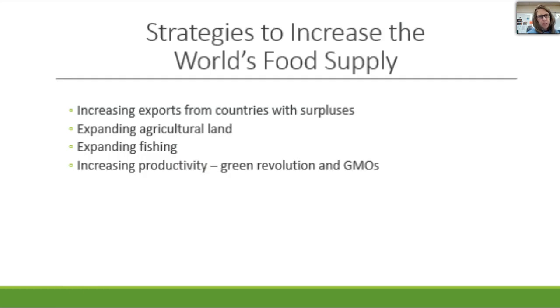All right, so strategies to increase the world's food supply. We've talked about a bunch of these, so I'll just go through them quick. Increase exports from countries with surpluses, a lot of the developed countries rather, expanding agricultural land and farming it more intensively, expanding fishing, which we'll talk about in a minute, and then increasing productivity, so that's the green revolution, which is the third agricultural revolution with the higher yielding seeds and the inputs, and then GMOs.